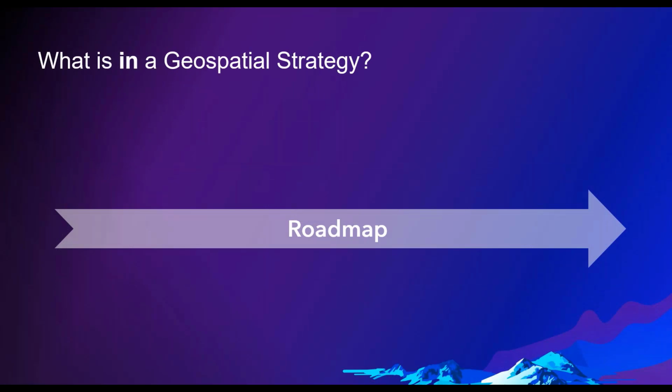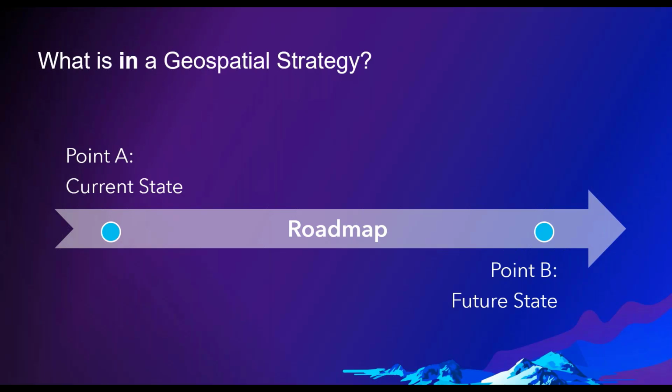Let's focus on the roadmap section of planning, identifying what needs to happen in order to get to the desired future state from the current state by completing these activities. These activities need to be time-bound and prioritized. So if we think of the roadmap as a burger, the current state is the bottom bun and the future state is the top bun.